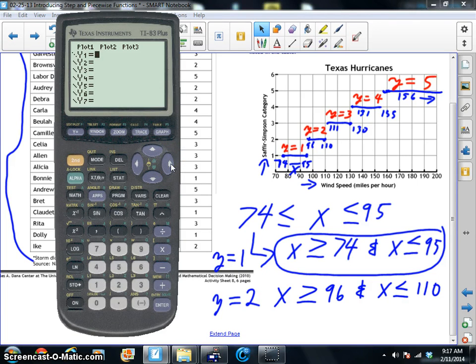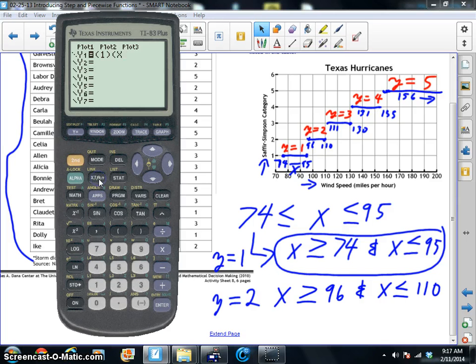So I'm going to go ahead and graph the first one, y equal to 1. So that's 1, and I'm going to put parentheses around that 1. Now I'm going to go ahead and start graphing the other stuff. I'm going to put in all the inequalities right here, the x and the 74.